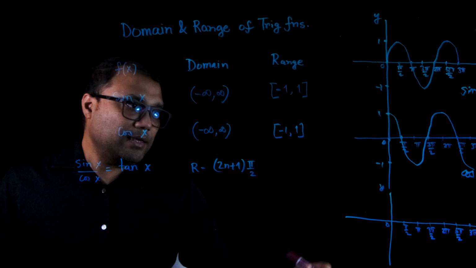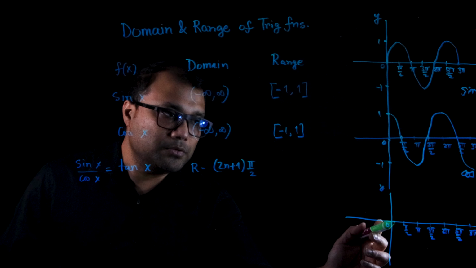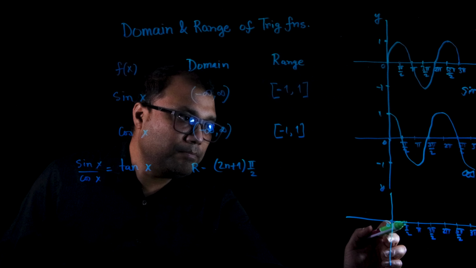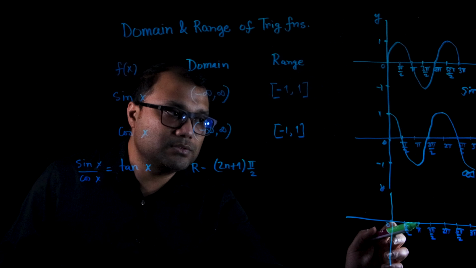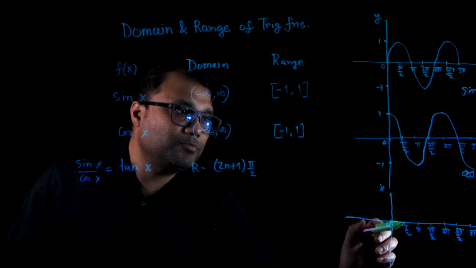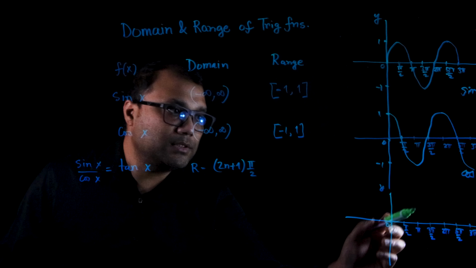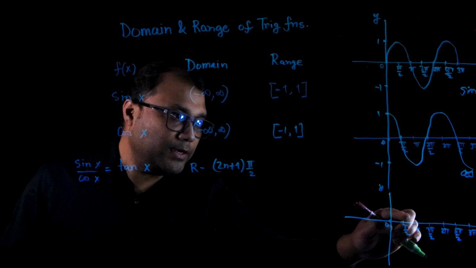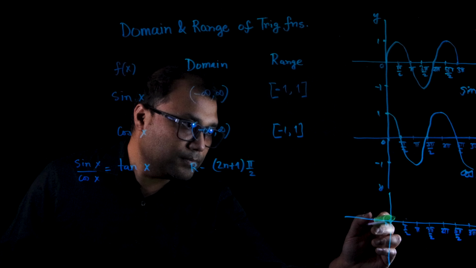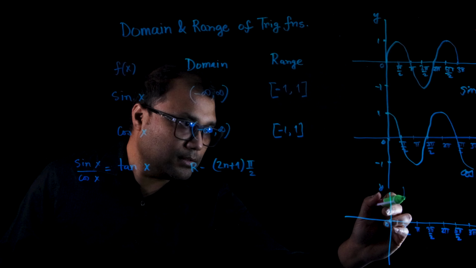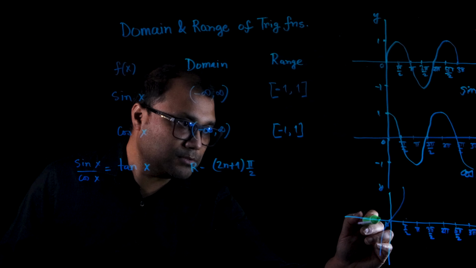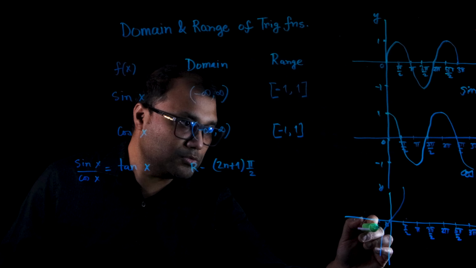So tan x at x equals 0 is 0. For tan pi by 2, sine of pi by 2 is 1, but cos of pi by 2 is 0, so it is undefined or infinity at pi by 2, right? So if you plot, you will see that it increases to infinity, goes down to 0, and then at minus pi by 2, similarly it goes to minus infinity.